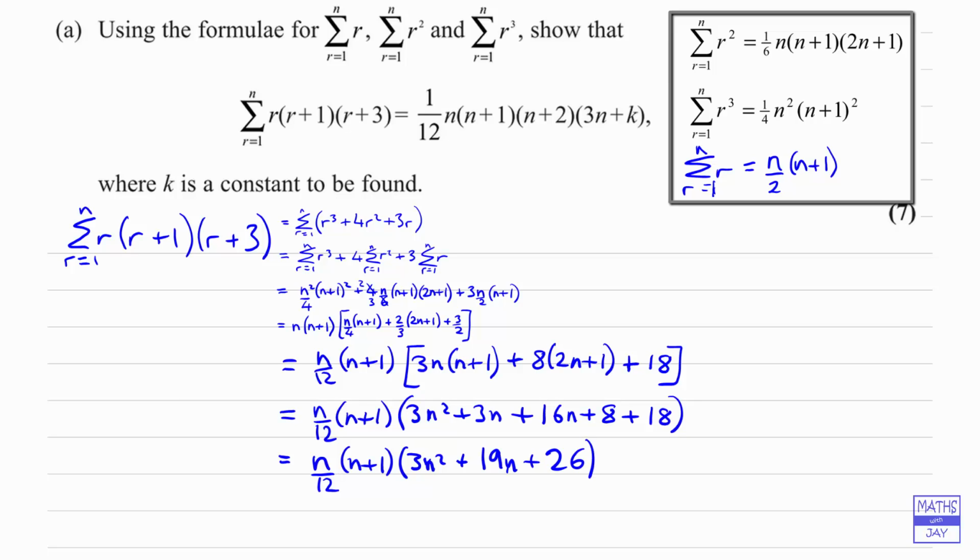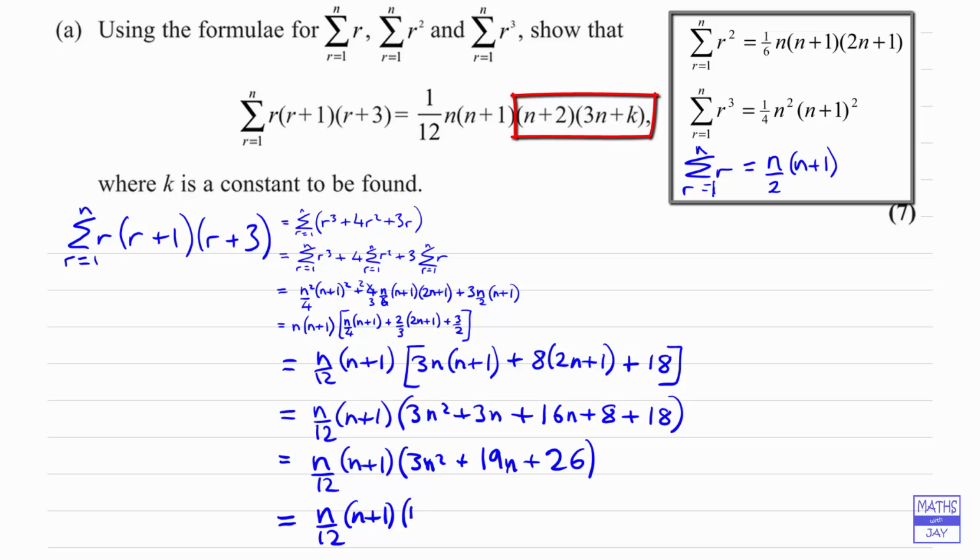Right, now what we do next is we look at what we're trying to prove this is equal to. So we've got the 12th n times n plus 1, and the bit we haven't yet got is the n plus 2 times 3n plus k. So we know that one of the factors of 3n squared plus 19n plus 26 should be n plus 2. So let's see if it is. If not, we're in trouble.